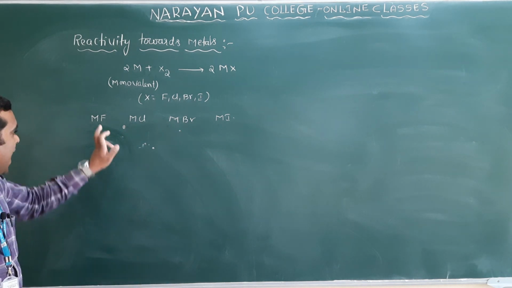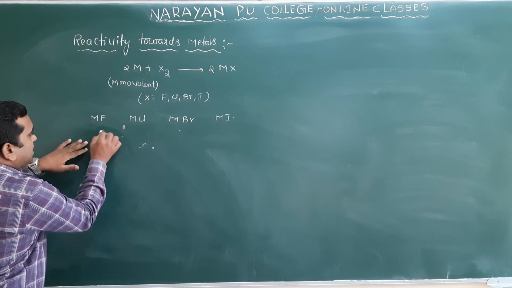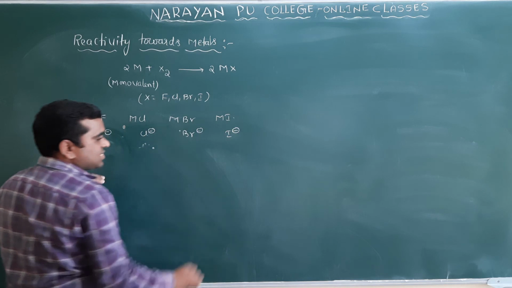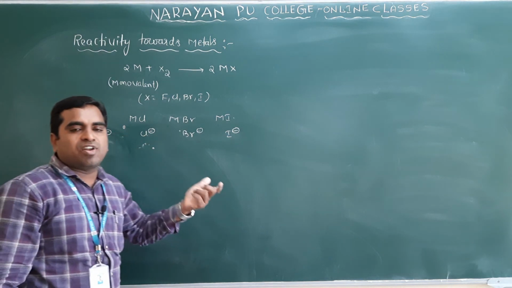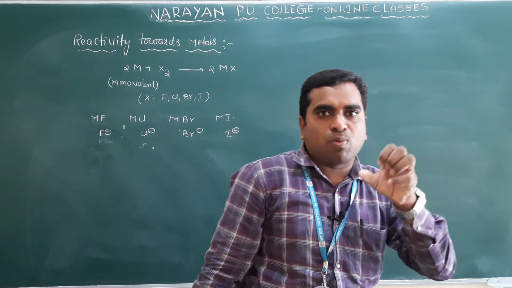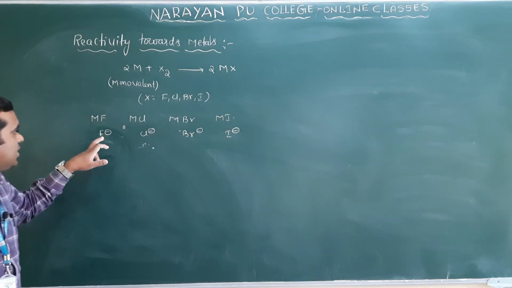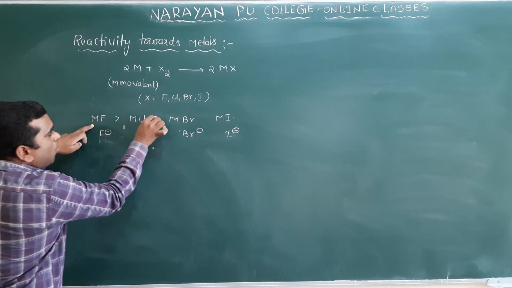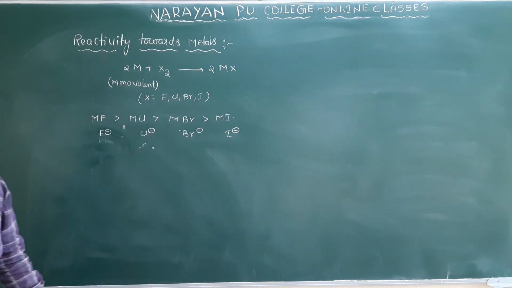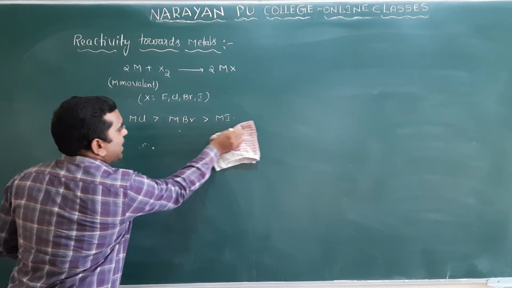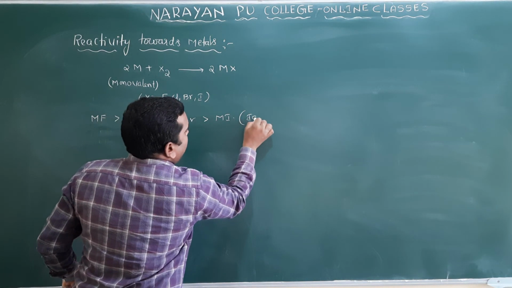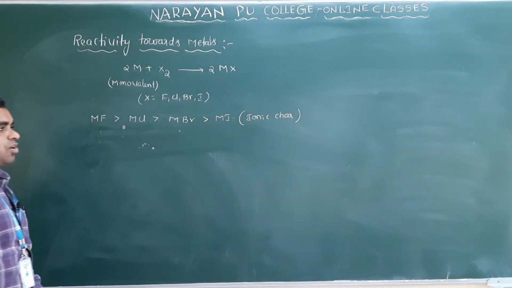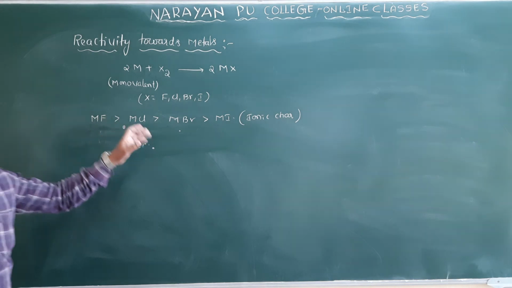Don't bother about that, and look at the anions. Which anion is present here? F minus, Cl minus, Br minus, and I minus. To show ionic character, the anion should be small. Among these, fluoride is very small, so MF is the most ionic compared to the others. So this is the order of ionic character.